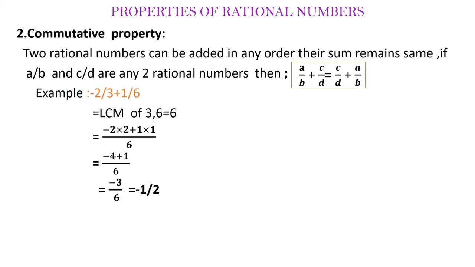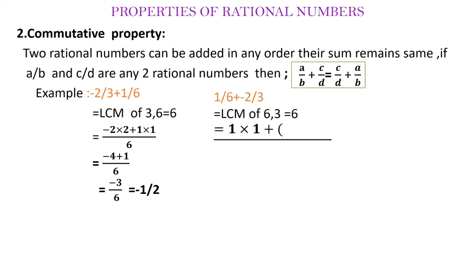Now let's add in the other way, that is 1 by 6 plus minus 2 by 3. LCM of the denominators 6 and 3, we get 6. 1 into 1 plus minus 2 into 2 by 6. 1 plus minus 4 by 6. When we add, we get minus 3 by 6. It can be cancelled. We get minus 1 by 2.